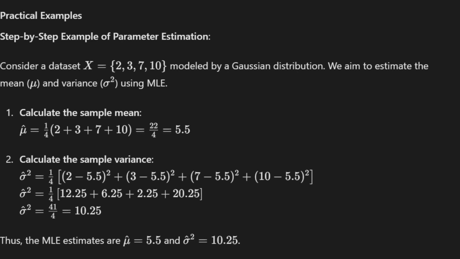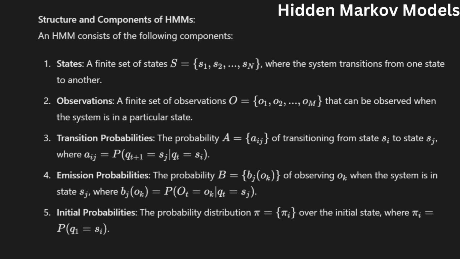So in summary, parameter estimation is a fundamental step in pattern recognition, and methods like MLE and Bayesian estimation provide a powerful tool to derive accurate models from data, enhancing the effectiveness of various applications across different fields. So now it is time to discuss hidden Markov models for sequential pattern classification.